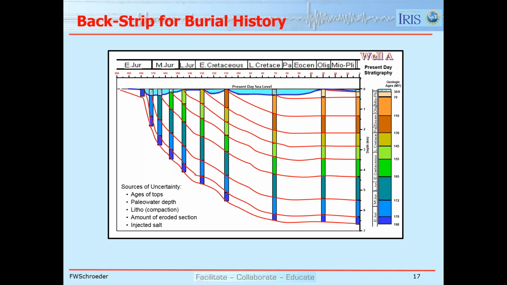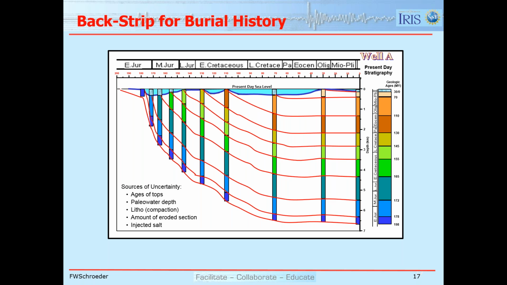Some of the uncertainty here is the particular ages we assign to the different tops, the paleo water depths that we assign for each time step, the lithologic component, the sands compact differently than silts and shales. And so the amount of decompaction is a function of the lithologic component that we assign. We could have eroded section, and the software typically has ways to handle that.